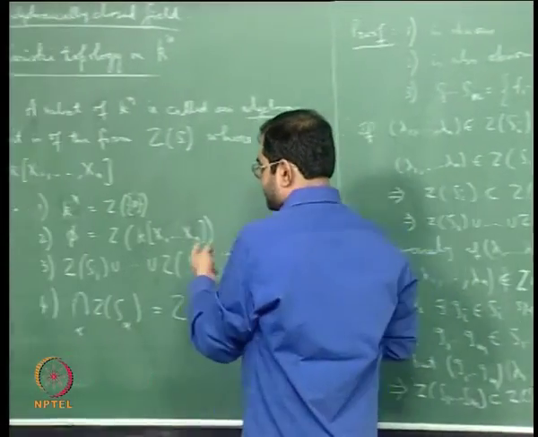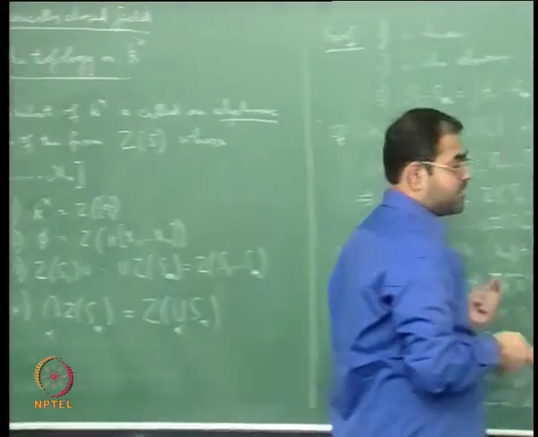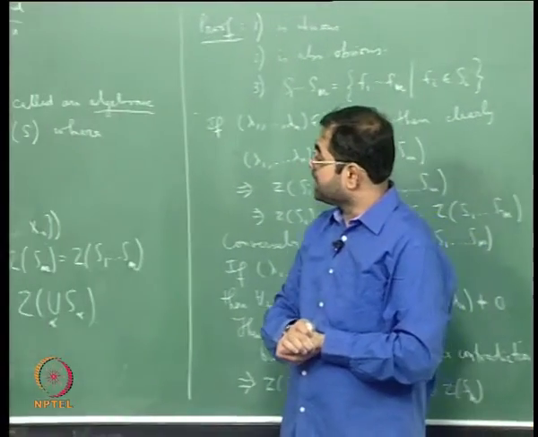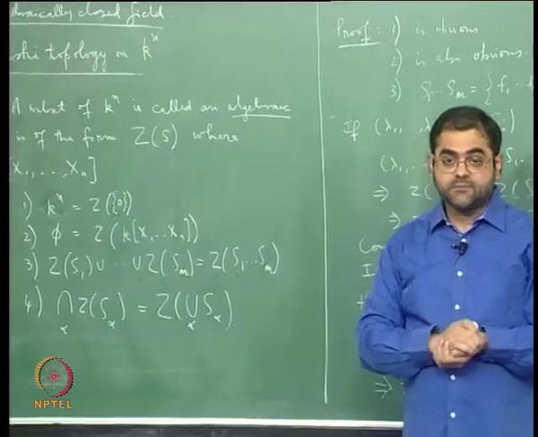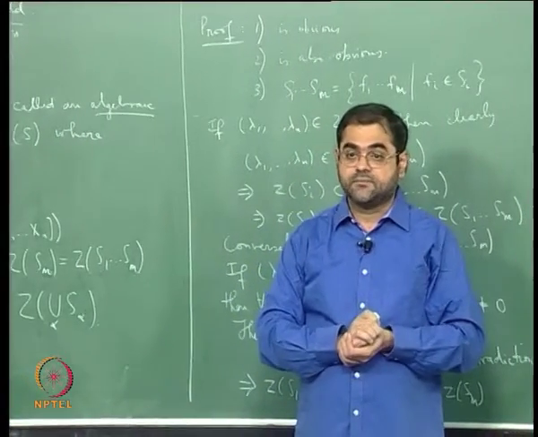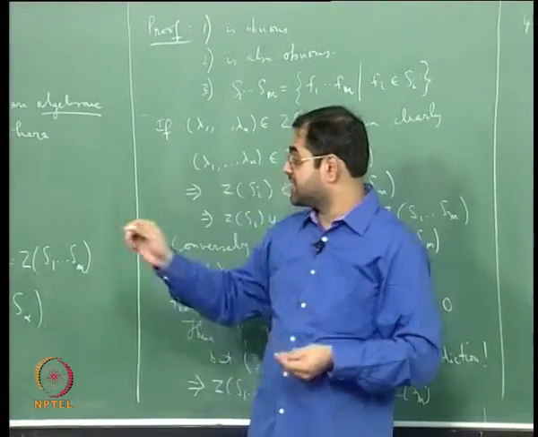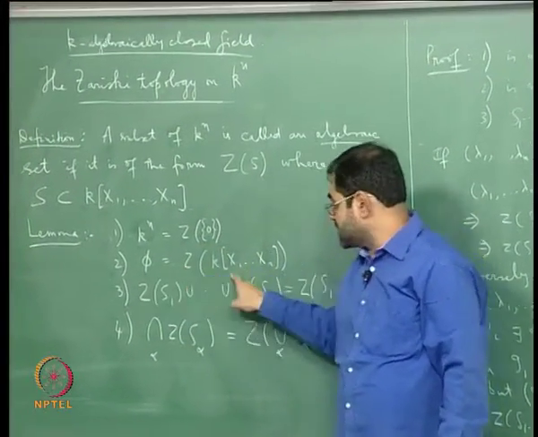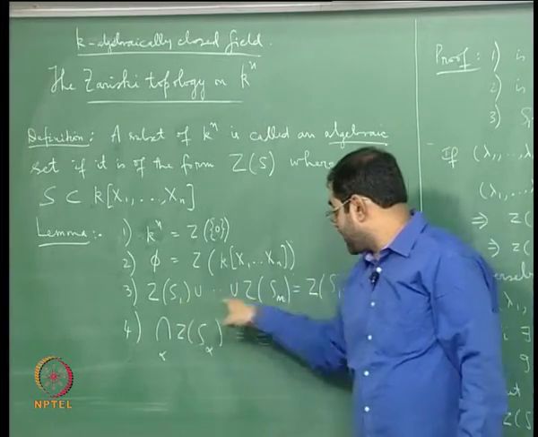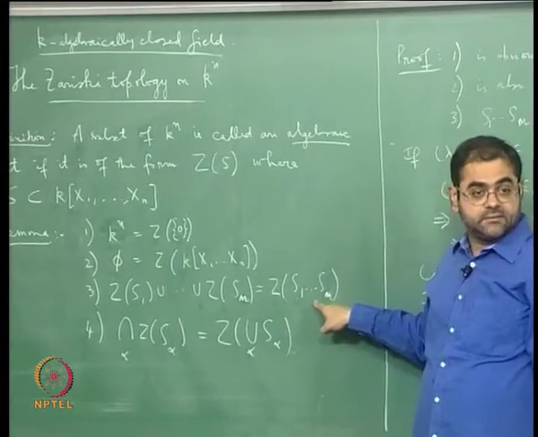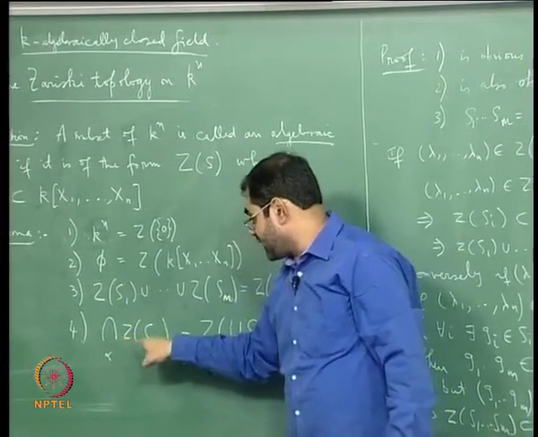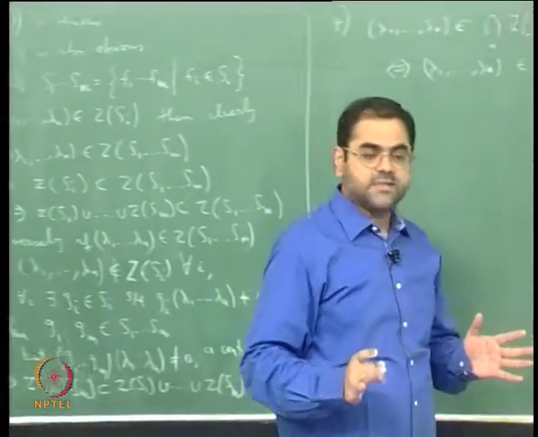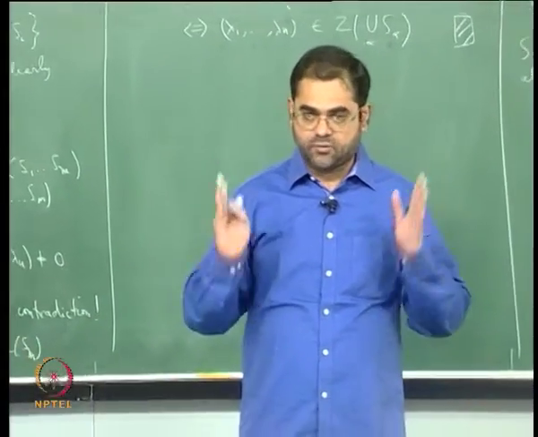But what is the import of this lemma? The import of this lemma is that you can declare subsets of Kn of this form, namely the algebraic subsets, to be closed sets. If you declare them to be closed sets, the lemma says that the whole space is a closed set, the empty set is a closed set, the union of finitely many closed sets is again a closed set, and the intersection of an arbitrary collection of closed sets is again a closed set. And these are exactly the axioms for the closed sets in a topology.